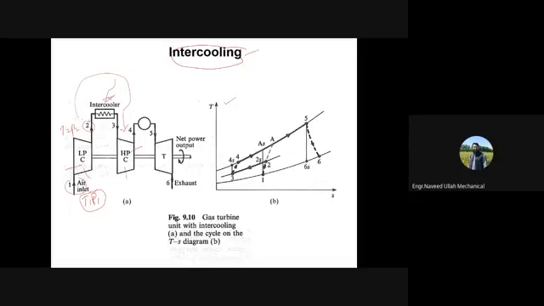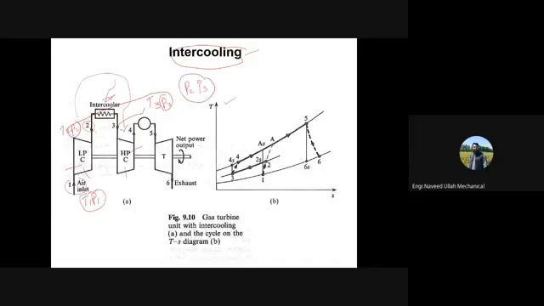What do you mean by this? This means that here you have T2 and P2. Here you will be having what? T3 and P3. Since we are considering that this is a constant pressure intercooling process, we say that P2 and P3 are the same, at constant pressure.